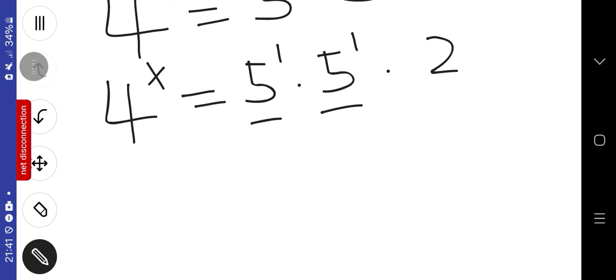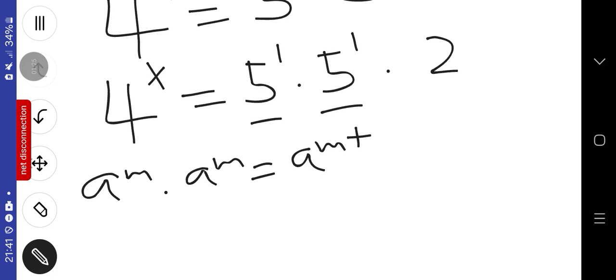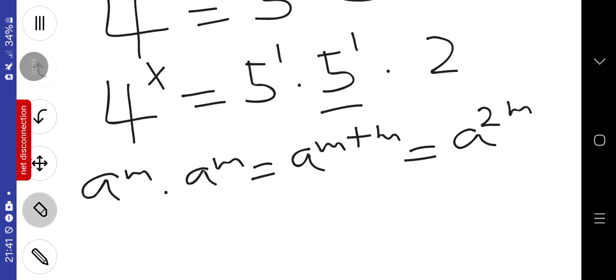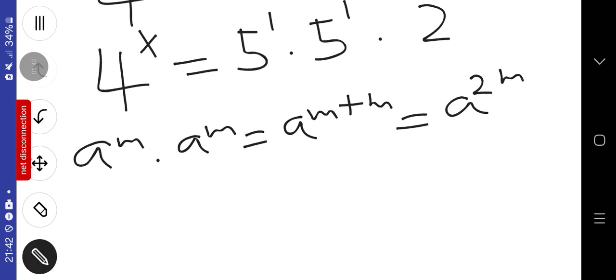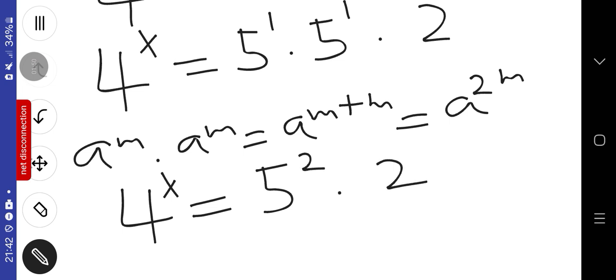Before we apply the product law of indices, let's quote that law. If you have a exponent m times a exponent n, this will give us a exponent m plus n. That is, if the bases are the same and they are multiplying, we add the exponents. So this will give us 5 exponent 2. Our equation becomes 4 exponent x equals 5 exponent 2 times 2.